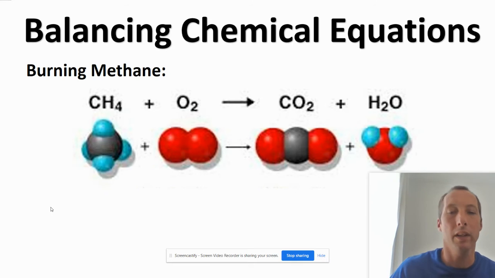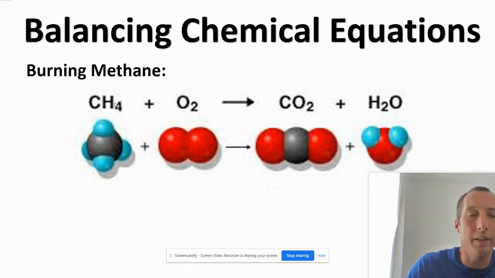So in this reaction, we've got methane, which is the gas that comes out of the tap, CH4, a carbon, which is the black atom here, joined to 4 hydrogens. Remember, hydrogen only bonds to one thing because it's in group 1. Carbon's in group 4, so it bonds to 4 things. So it forms a CH4 structure.